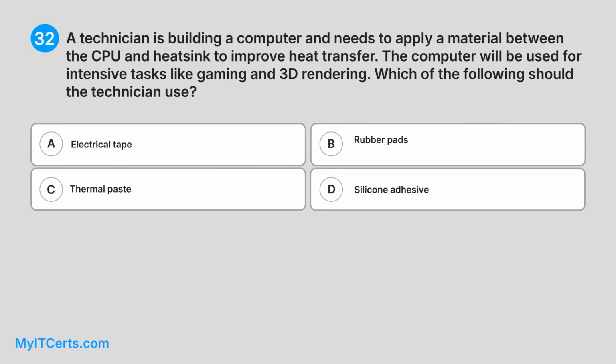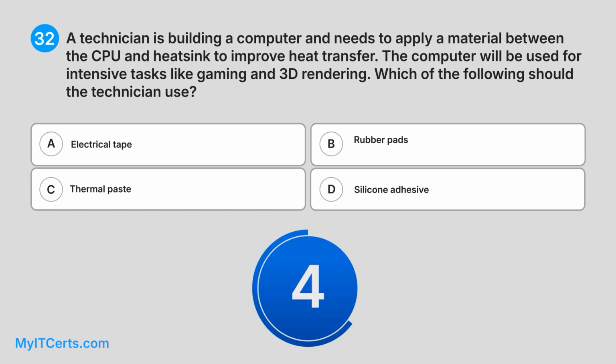32. A technician is building a computer and needs to apply a material between the CPU and heatsink to improve heat transfer. The computer will be used for intensive tasks like gaming and 3D rendering. Which of the following should the technician use? A. Electrical tape. B. Rubber pads. C. Thermal paste. D. Silicone adhesive.